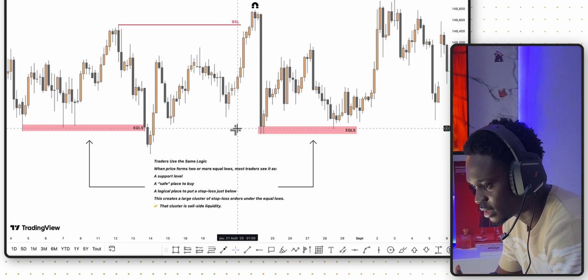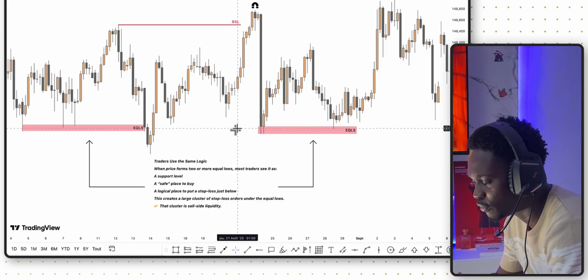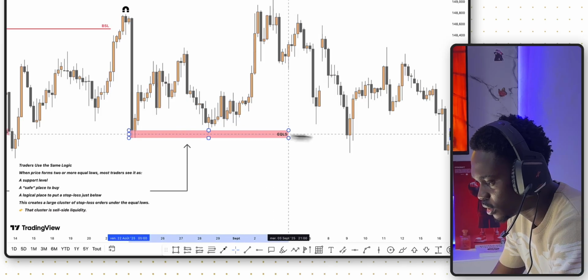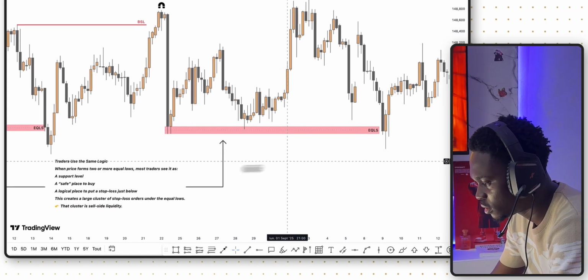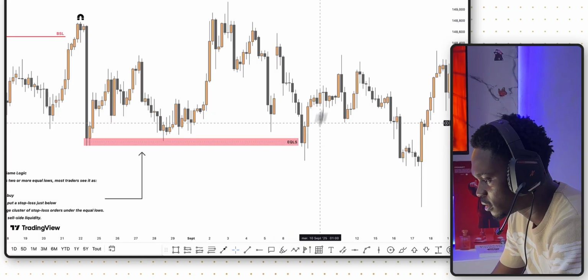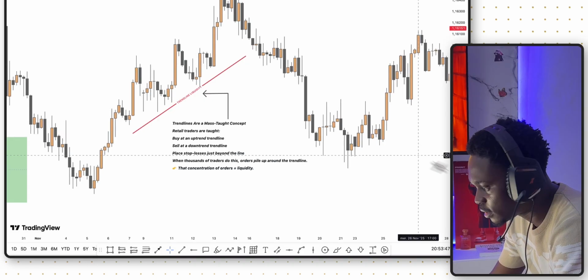If you don't understand liquidity, like 70% of the time you're going to take a lot of losses. Okay, we have new equal lows here again. What did we see? The market swept out the equal lows and reversed a little bit again. Let's move to the last example.